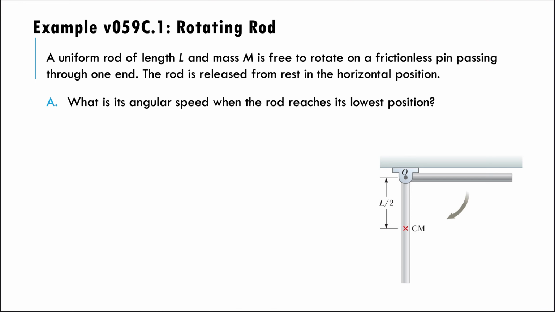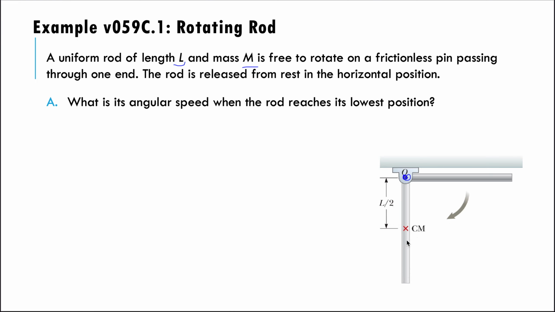Let's look at the first example from video 59C on work and energy. This example is a rotating rod. We have a uniform rod of length L and mass M. It's free to rotate on a frictionless pin passing through one end, right here. The rod is released from rest in the horizontal position. What is the angular speed when the rod reaches the lowest position? So the rod is rotating from up here all the way to down here.